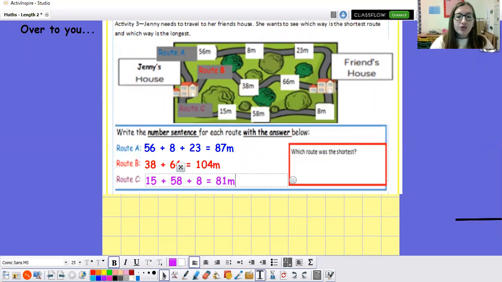So whose was the shortest route? Which one's the shortest? It is route C. And which route is the longest? Well, route B is the longest. So well done if you got both of those.